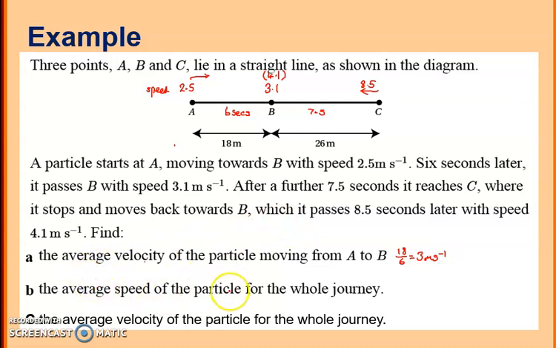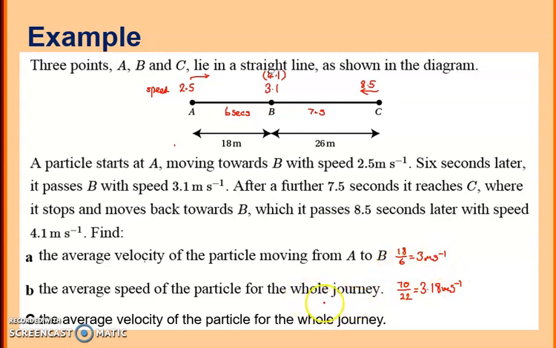The average speed of the particle for the whole journey. How far has it gone then? The total distance is now required. I've gone 18, I've gone 26, and I've gone back again, and that 26 was repeated, so that's 52. I think I've gone a total distance of 70. How long did it take me? 6, 13.5, 14, 22 seconds now, I think. So it's 70 divided by 22. And I get, not very nice, 3.18 meters per second for my average speed. Notice, for the whole journey of the time.